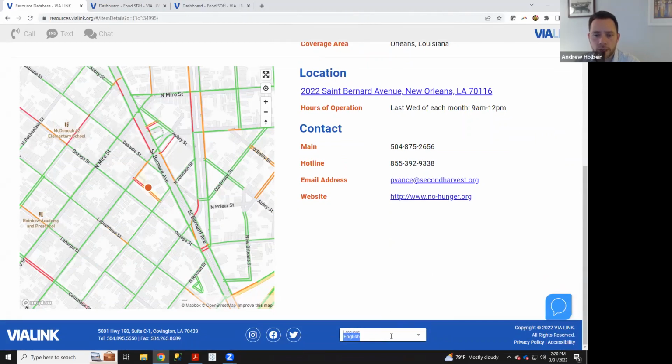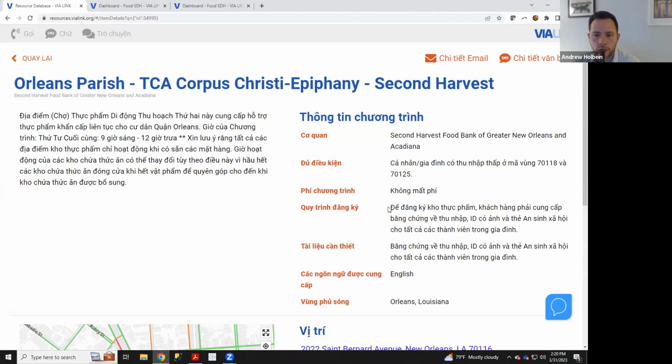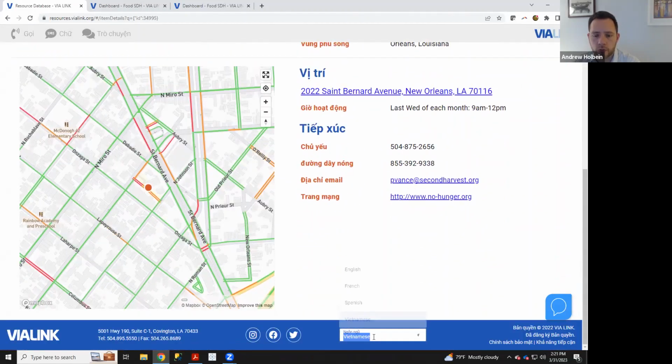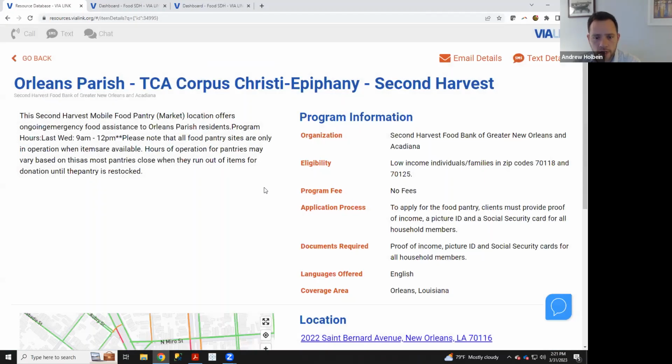We have the ability to translate this so that, if there's a Vietnamese user who wanted to view it, they could view the information in Vietnamese. We have the most commonly spoken languages in Southeast Louisiana here. I don't speak Vietnamese, so I'll jump back to English.